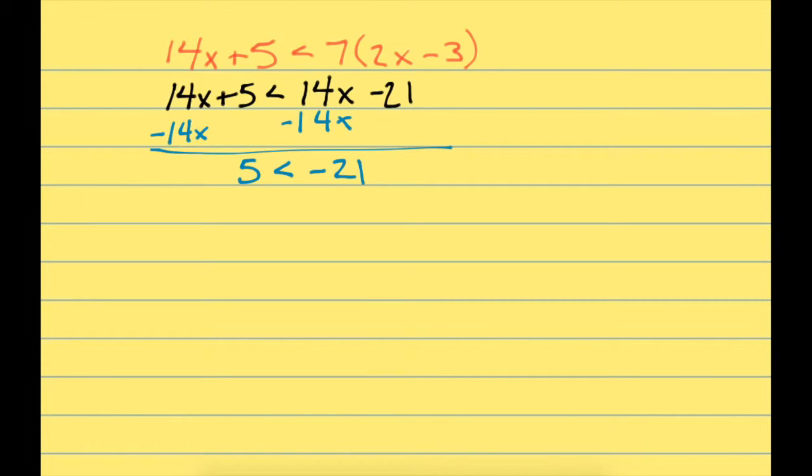Is that true? It's not, because all negative numbers are less than all the positive numbers. So this can't be true. This is a contradiction, which means there are no solutions. There's no values that we could plug in for x that would make this inequality work.